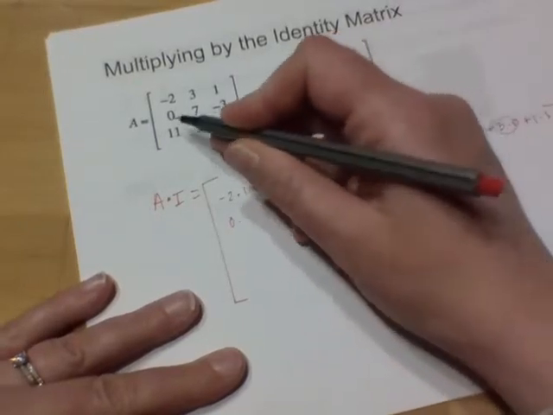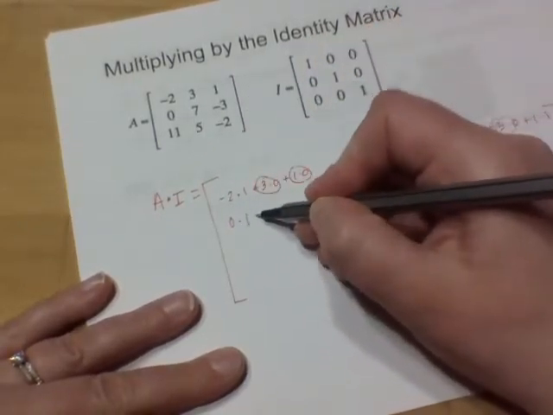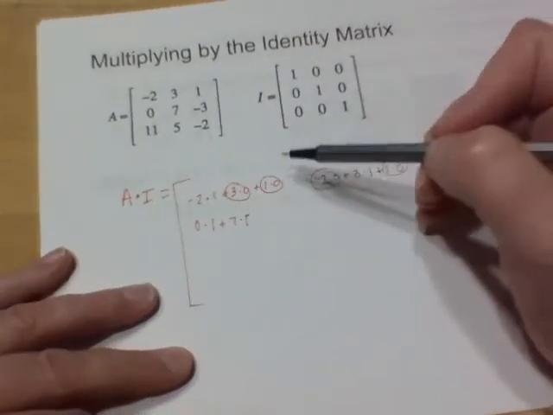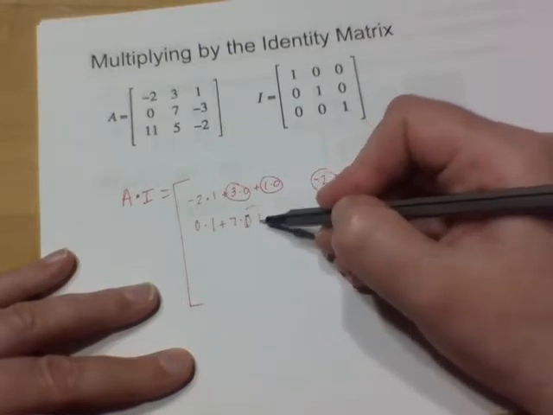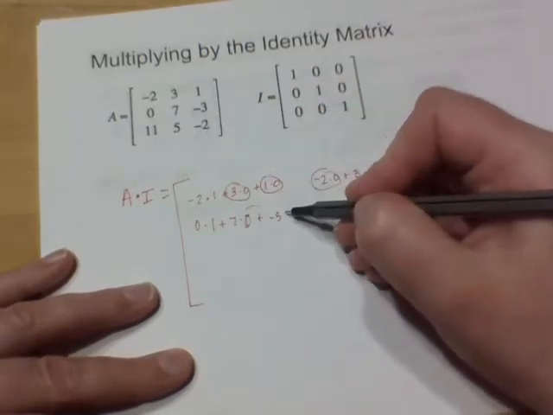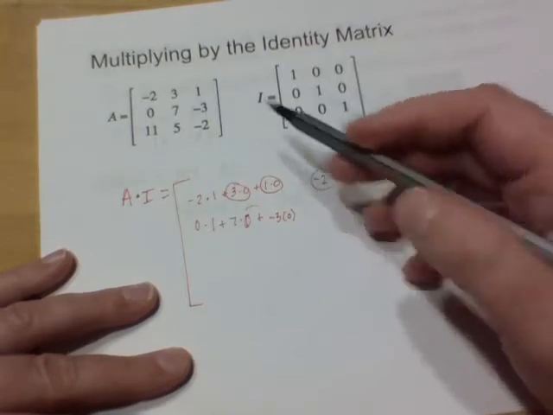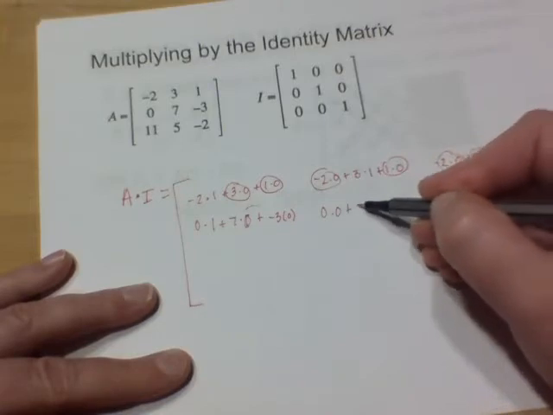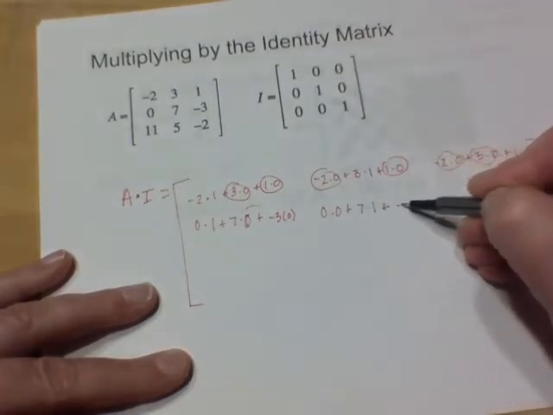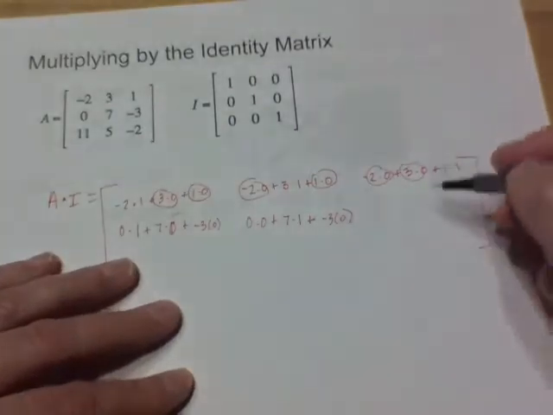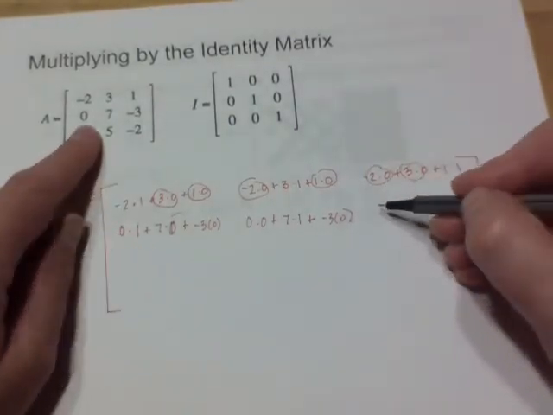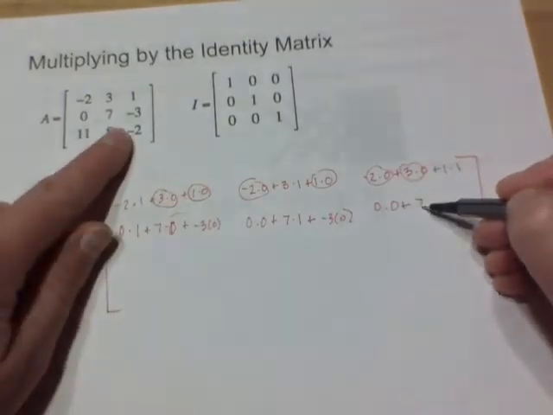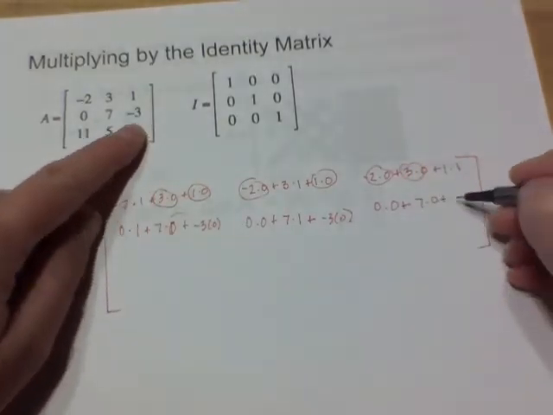So this next one is going to be this row times this column. So 0 times 1 plus 7 times 0, plus negative 3 times 0. And then we'll do that same row, but this next column. So 0 times 0 plus 7 times 1 plus negative 3 times 0. And then the last piece is going to be this same row, but now times this last column: 0 times 0 plus 7 times 0 plus negative 3 times 1.